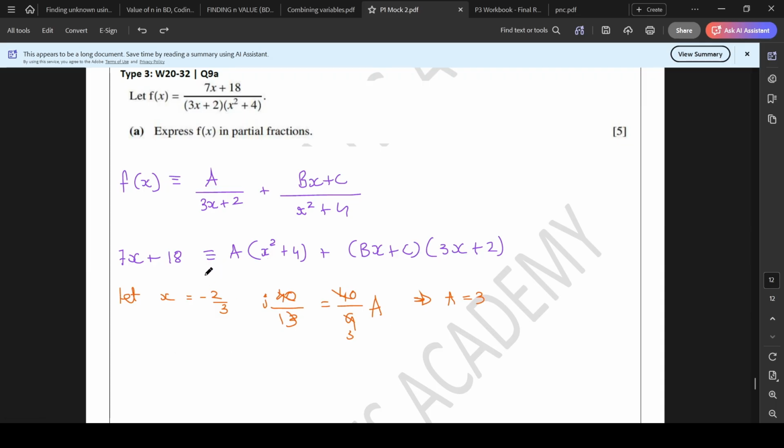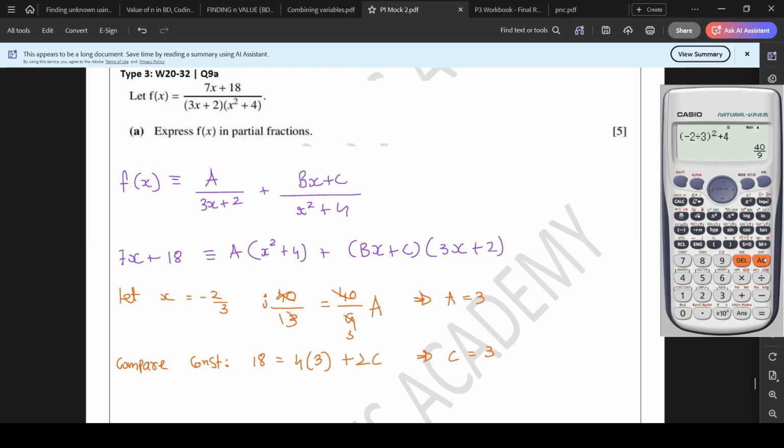So let me compare the coefficients, or let's say constants. So I'm going to compare constants. On the left side, we have 18. On the right hand side, we have 4a, and then in this bracket, we have 2c. So from this, we can find the value of c. 18 minus 12 is 6. 6 by 2 is 3. c is equal to 3. I'll just check with my calculator so that I'm not making any silly errors. Oh, wait. 18 minus 12 and then divide by 2 is 3. Yeah, fine.